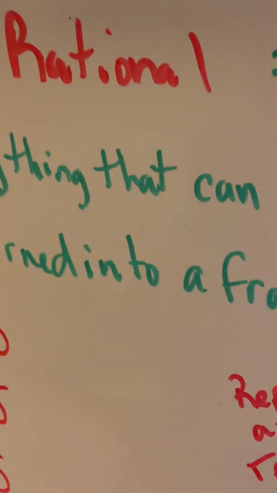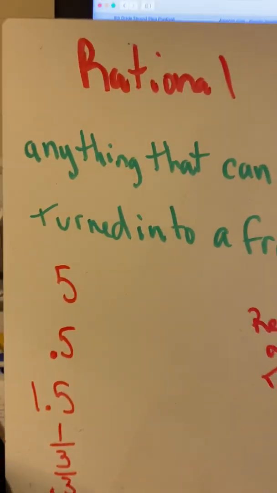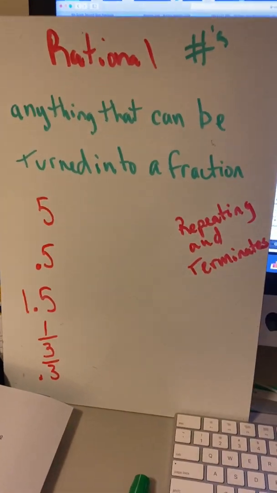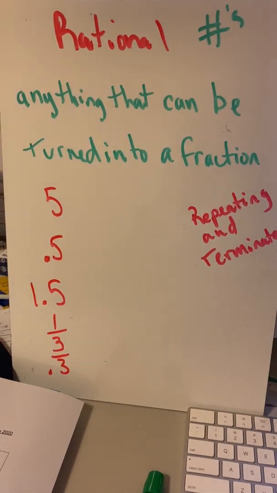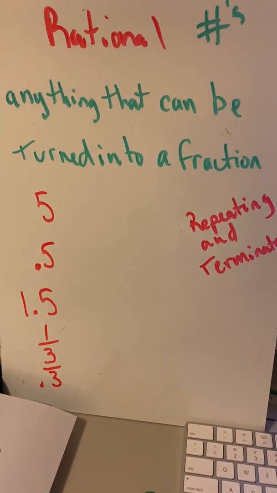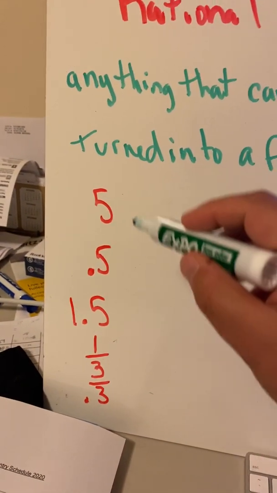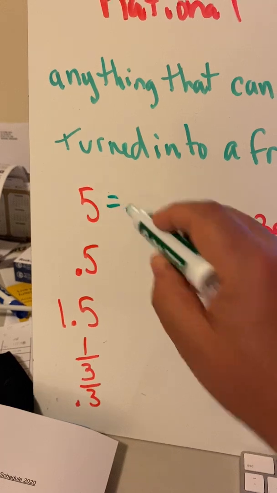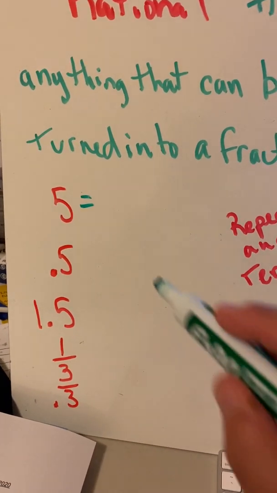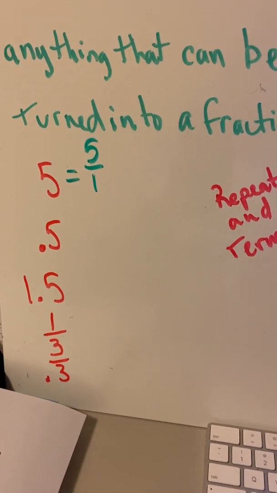All right, the chapter that we're going to begin working with today is rational and irrational numbers. A very general description or definition of a rational number is anything that can be turned into a fraction. So all these numbers down here are examples of rational numbers, because I can take 5 and make that into a fraction. 5/1, done.